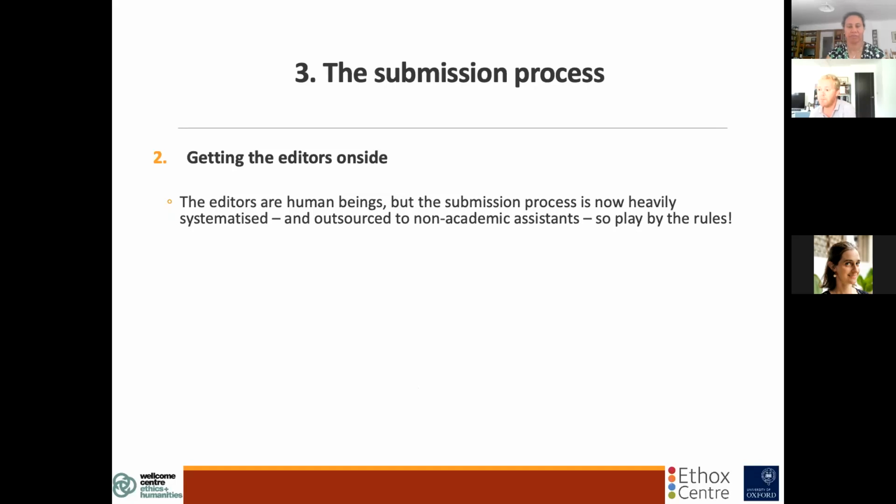When it comes to submission itself, get the editors on side. Now, the editors are human beings, yes, but the submission process for most journals now is heavily systematized and outsourced. So you've got to play by the rules, because there's not going to be a human being who's an academic who's going to be responsive to the reasons why your paper needs to be 2,000 words longer than the word limit. It'll just be sent back by the non-academic assistant. You've got to adhere to those requirements now because you don't have that kind of direct contact with the editors that you used to have.